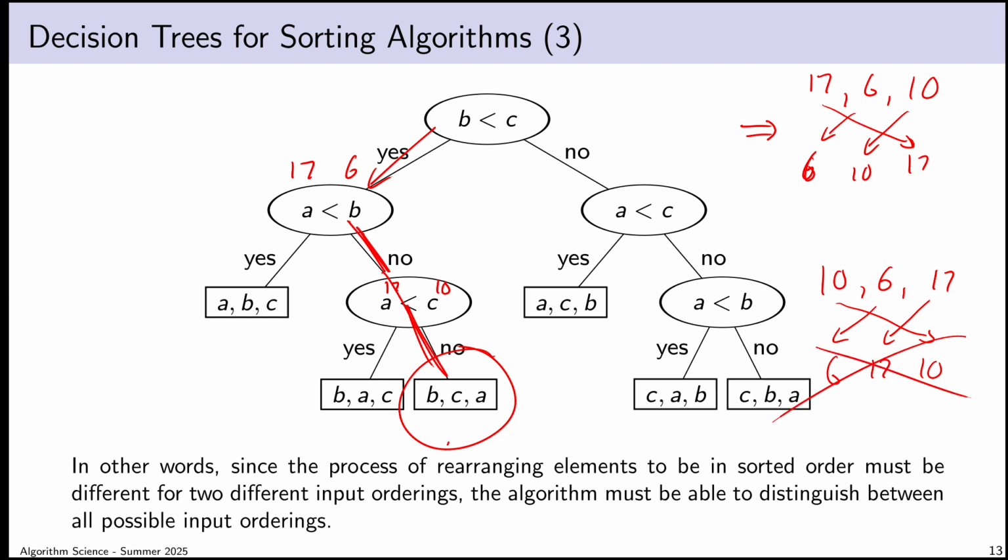Sorted. And so I think that's a good justification that a sorting algorithm needs to learn enough about its input that it can distinguish between all of the possible arrangements of my array. Okay, so now the question is, how many possible arrangements are there of my array?